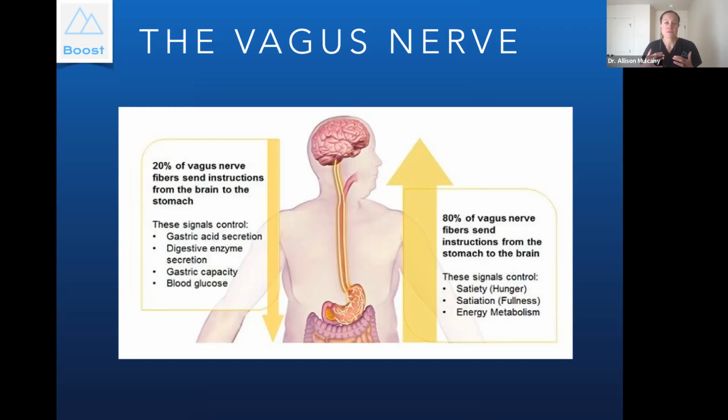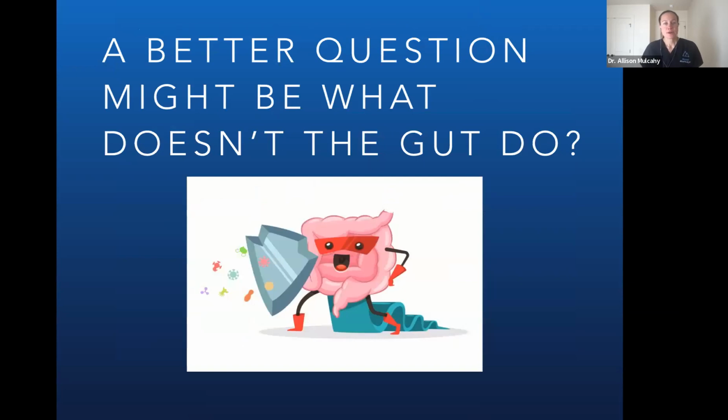If anything is off with the vagus nerve, it's going to mess up how our gut works. And one thing that a lot of people think about is satiety. If your vagus nerve is not in balance, it's going to be hard to feel full, and it's going to be easier then to gain weight. By getting that into balance, we find that a lot of times people will lose weight because their satiety meter is balanced better. So a better question is probably, what doesn't the gut do?